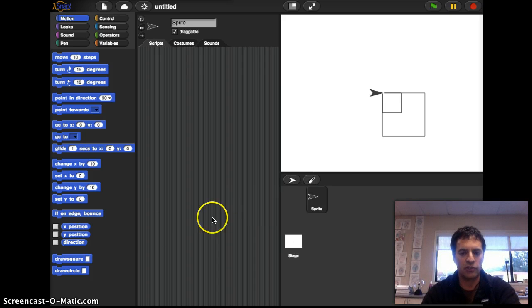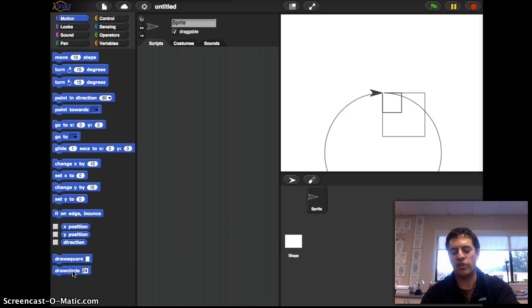And now I've got a circle, so I'm going to test my circle. And voila. Do you notice how slow the circle draws? So one of the things that Snap has is it's very precise in terms of how it draws to the screen, but it also makes it really slow.